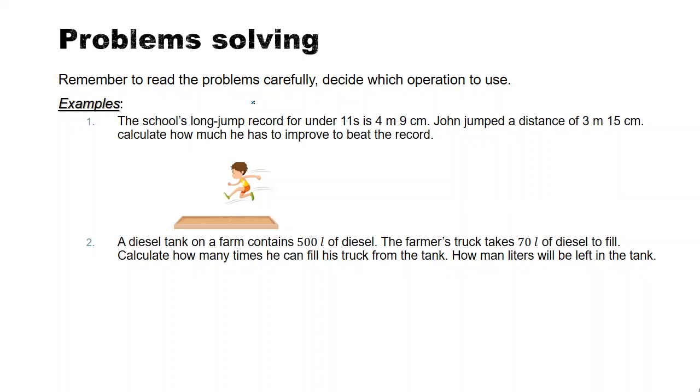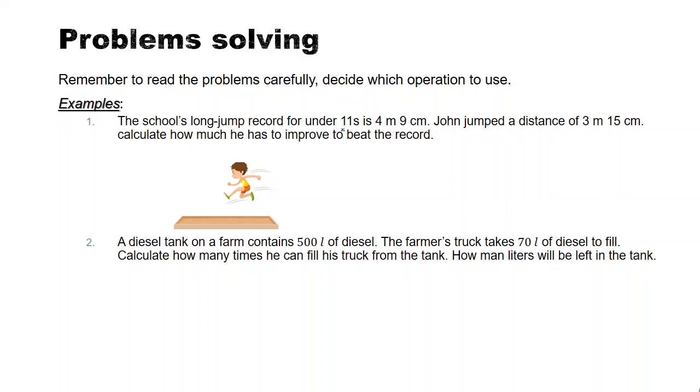To solve your problem, first you need to understand it, then you decide which operation, whether you're going to add to get your answer, or you're going to subtract, divide, or multiply. Okay. Now let's look at these two examples. The first one says the school's long jump records for under 12s.